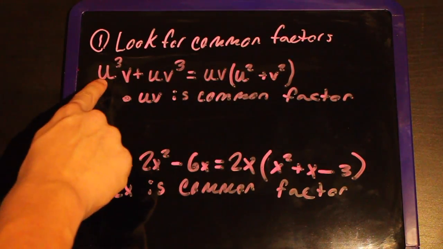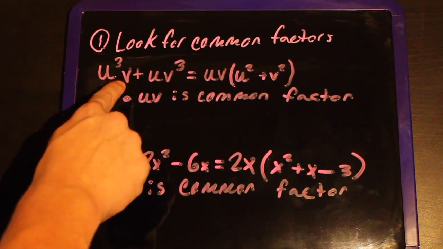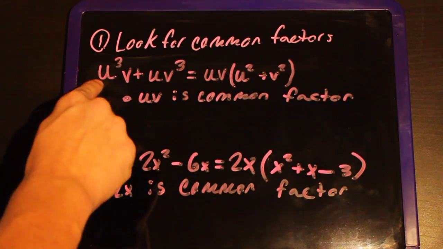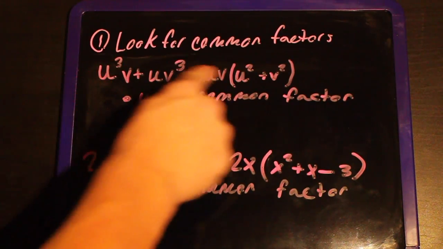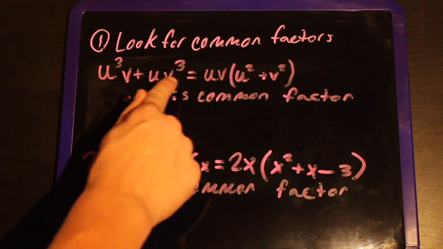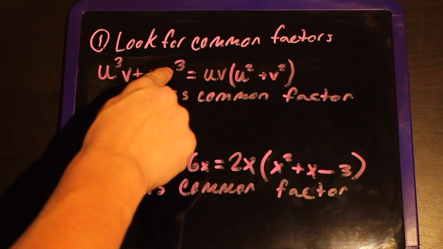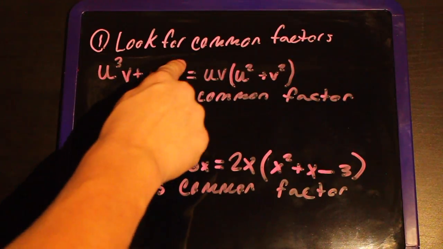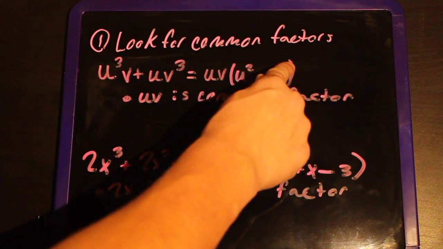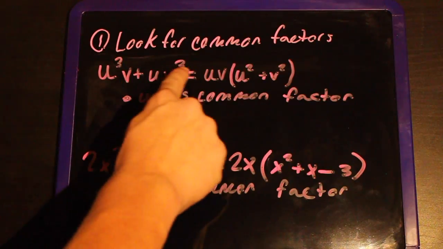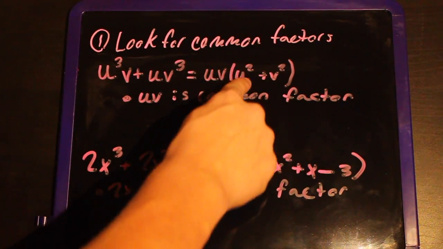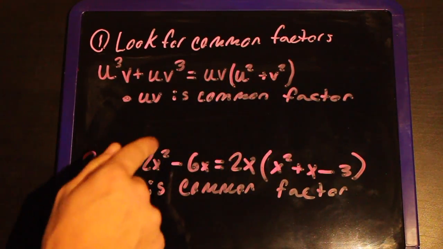Because when we pull uv, this first term is going to lose its v and it's going to lose one of its u's, giving us u squared. When we pull uv from this term, it's going to pull the one u out of it and then pull one of the v's away, which gives us v squared. So our factored polynomial will be uv parenthesis u squared plus v squared.